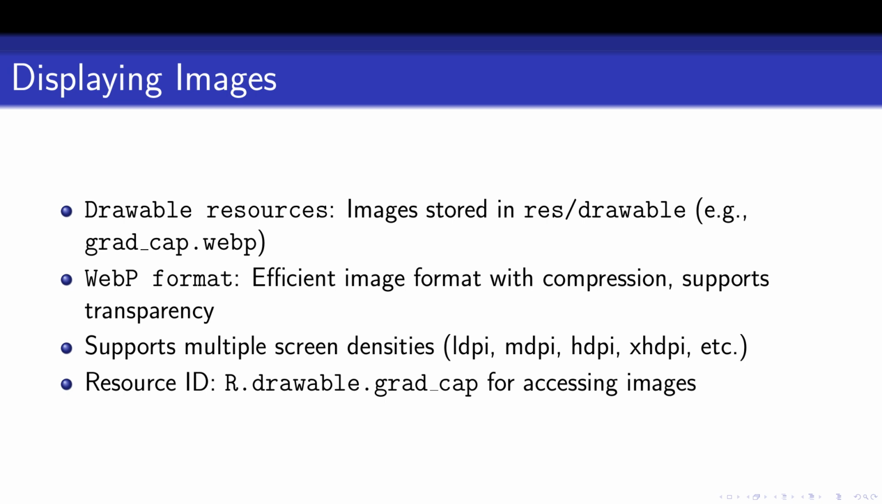Visual elements are just as important as text in mobile apps. Drawable resources for images are stored in the res/drawable directory. The WebP format is particularly efficient for mobile apps because it provides excellent compression while supporting transparency. Android's resource system automatically handles different screen densities, so you can provide different versions of your images for various device types. To access these images in code, you use the resource ID format like R.drawable.gradcap.